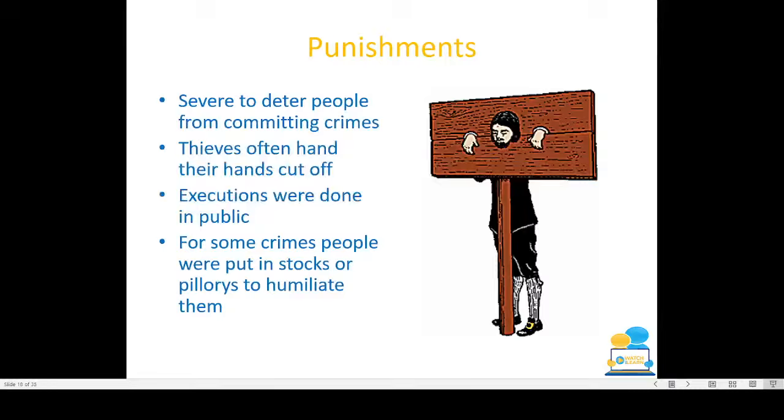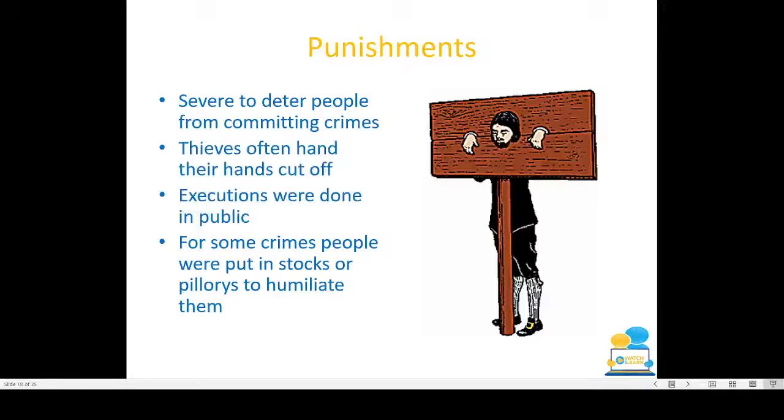So these punishments were also severe, and the main idea behind this, once again, is to deter people from committing crimes. Just like in ancient Rome, there are two common traits: they're severe, and the idea is to stop people wanting to commit these crimes, or to warn people off from committing crimes. So thieves often had their hands cut off. If you were found guilty of stealing something, you would often have your hand cut off.